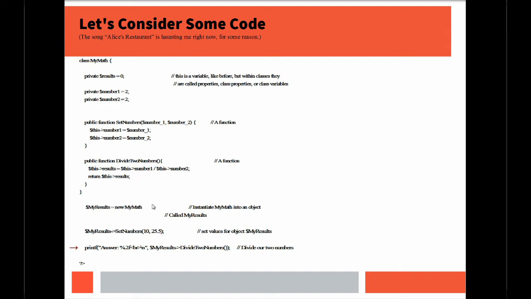And now what we do is we print the results of accessing from the object called MyResults the function divide two numbers. And divide two numbers is going to divide 10 by 25.5, and spit out the results. I hope that clarified it somewhat. If it still doesn't clarify it, let me know.